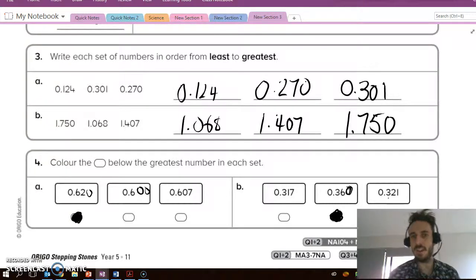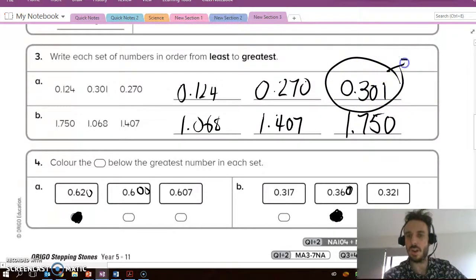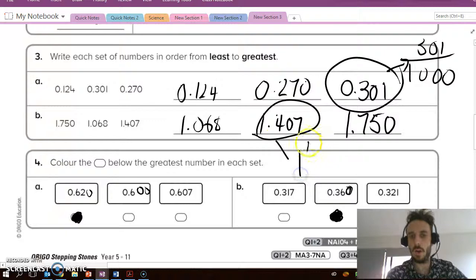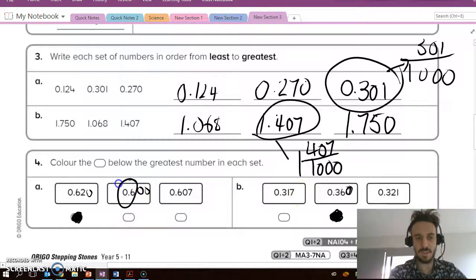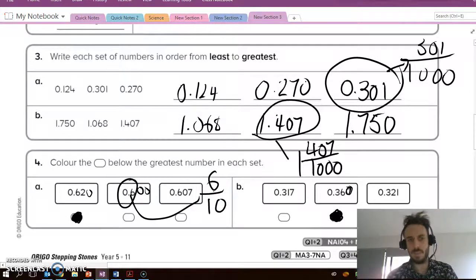If I'm thinking back over stuff we've done in Stepping Stones as well, you might come across questions where it says, hey, here's a decimal fraction. How would you write that as a common fraction? And because it's 301 thousandths, you would put 301 over 1000. Same here. I've got 1 whole and 407 thousandths. And for a question like this that's just 0.6, well, that 6 is in the tenths column, so it's just 6/10. I think that's pretty much as hard as it gets.